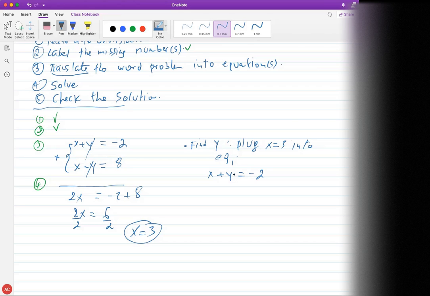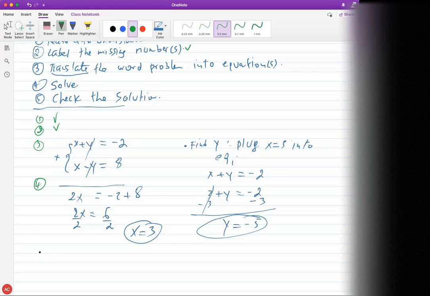So that's equation 1. We're going to plug 3 into it, so 3 goes in here. So 3 plus y is -2. Subtract 3, subtract 3. That cancels, so y is -5. Okay, these are the numbers. What's left to do? We solved the system. Now we're going to check, to see if these actually work or not.